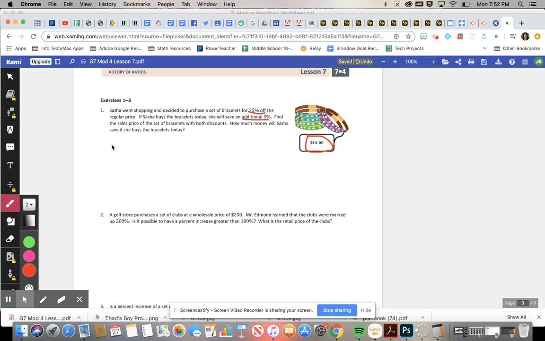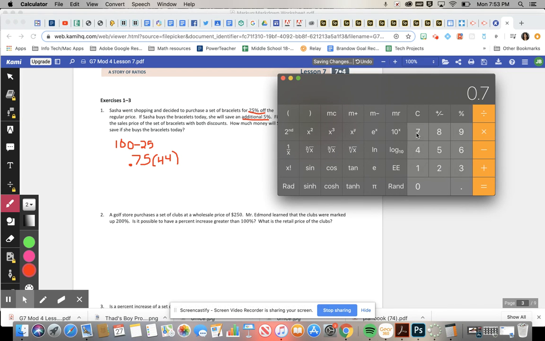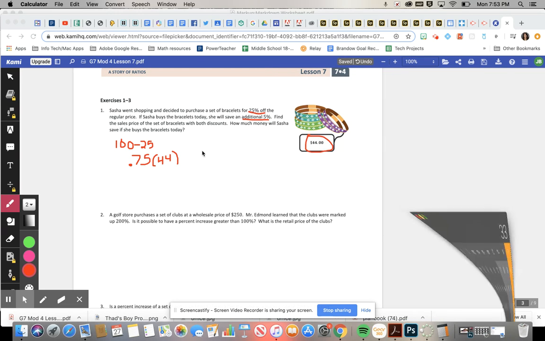Well, my first discount is 25% off, so 100 minus, remember 100 is what we start with, 100 is our original percent, minus the 25% is 75%, or 0.75 times that $44 for the bracelets. So let's do that. We have 0.75 times $44. So now the bracelets are at $33.